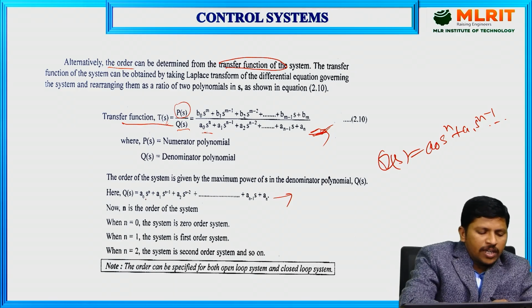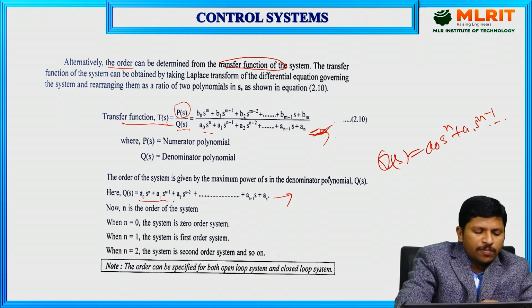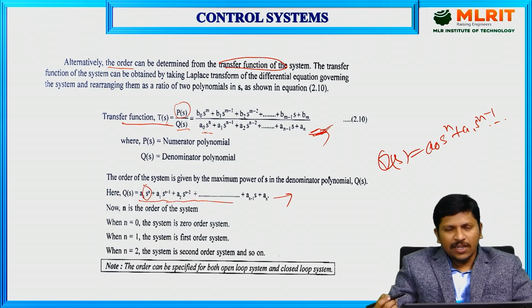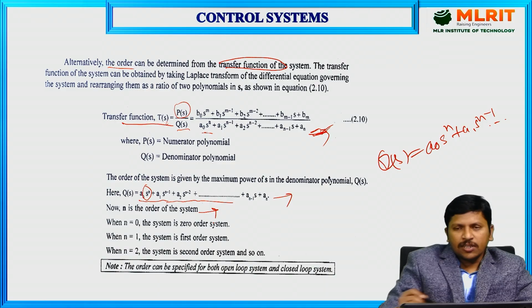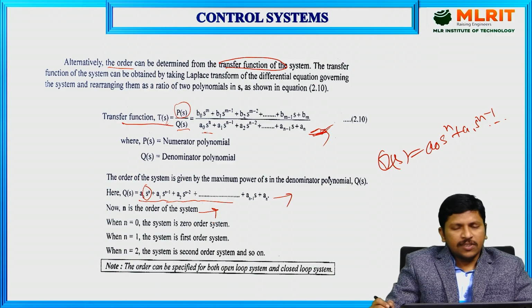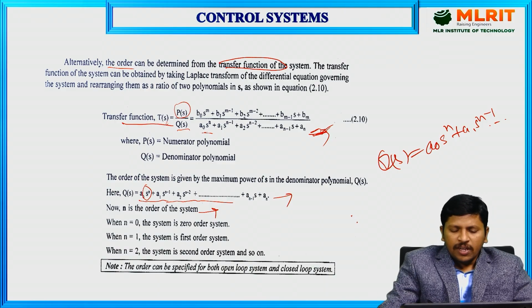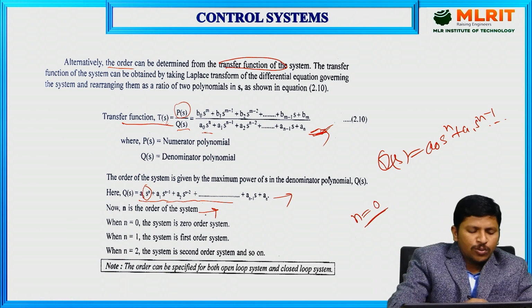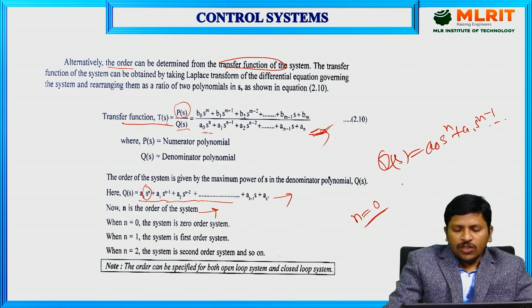Here Q of S equals a naught s power of n plus a1 s power of n minus 1 and so on. The maximum power is s power of n, and n is the order of the system. Then we say that the order of the system is n. For example, consider n equals 0.